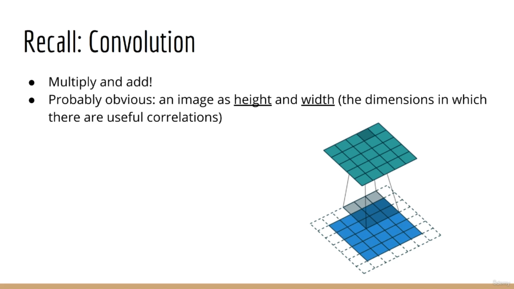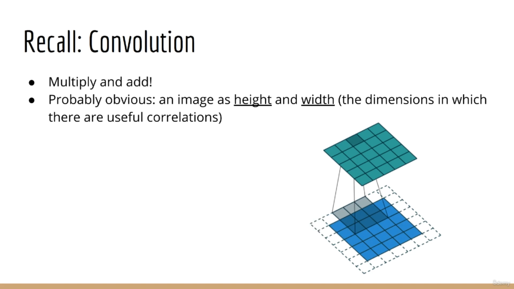First, let's recall the basics of convolution. The idea is this. You have an image which is the big square. You have a filter which is the small square. And you're going to slide the filter along each possible position in the big square. And at each point, you're going to multiply all the overlapping values and add them together, just like a dot product. Now, I know this is obvious, but it's worth taking note of.